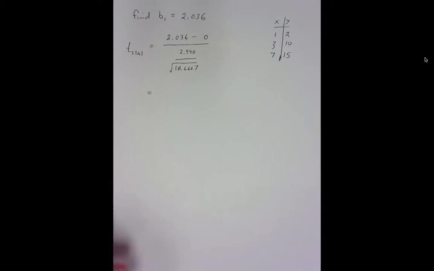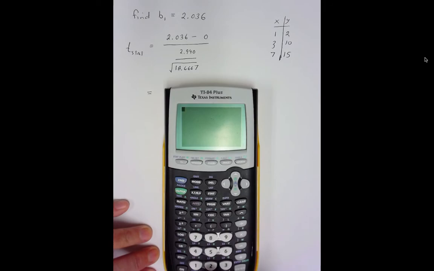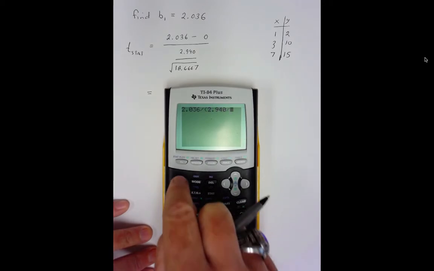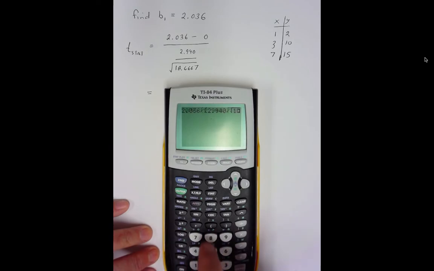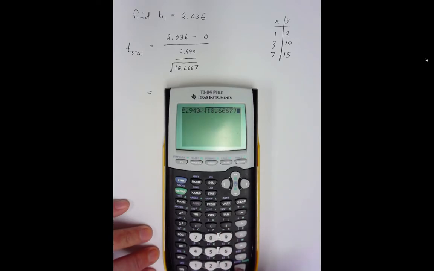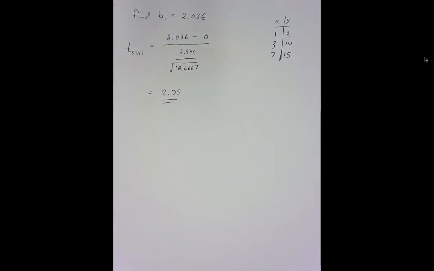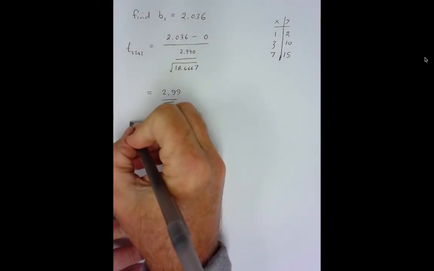All right, so you've got to be careful putting this in your calculator, otherwise things can go wacky on you. So let's go 2.036 divided by, so we have to put the numerator by itself and the denominator in parentheses, 2.940 divided by the square root of 18.6667. So guys, we get a test statistic of 2.99.